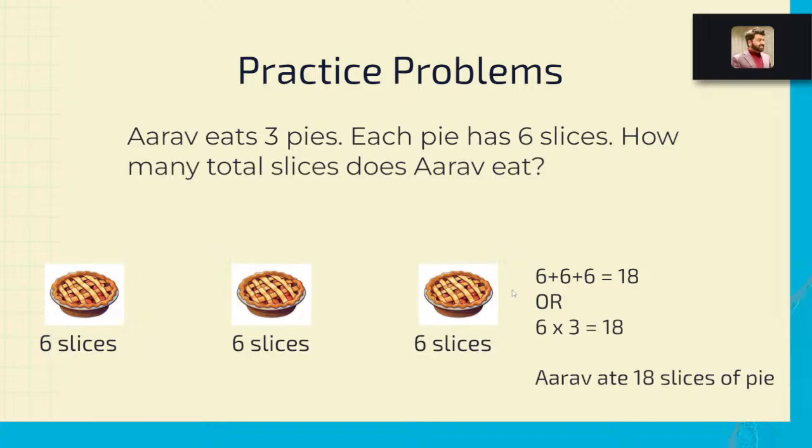Again, we can use repeated addition. 6 plus 6 plus 6 is equal to 18. I wrote 6 3 times because there are 3 pies, which each have 6 slices. We can also write this as 6 times 3. The number in each group, which is 6 slices, multiplied by the number of groups, which is 3 pies. So 6 times 3 is equal to 18, which is the same answer from our repeated addition method.